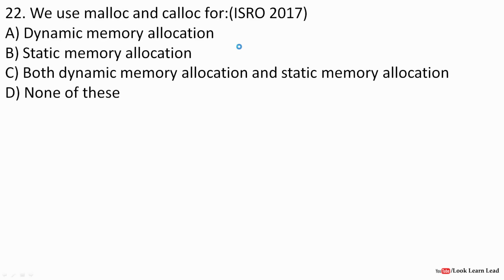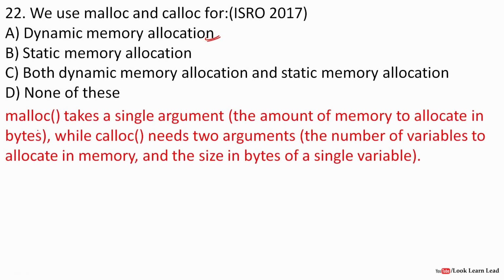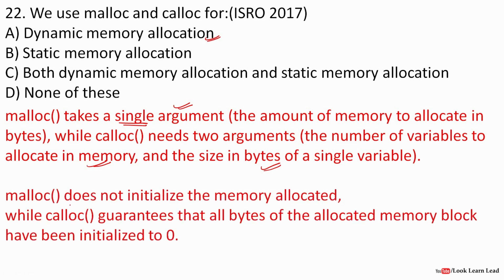Next, we use malloc and calloc for dynamic memory allocation. Let's see what is malloc and calloc. Malloc takes a single argument, the amount of memory to allocate in bytes, while calloc needs 2 arguments. So you have to remember, malloc single argument, calloc needs 2 arguments. That is, one is the amount of memory and the other is the size in bytes of a single variable.